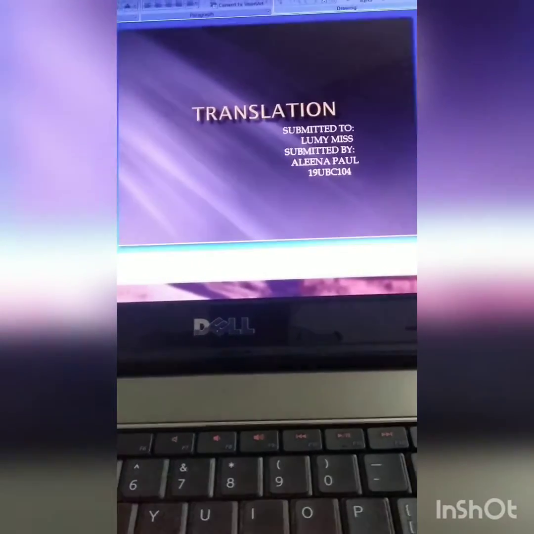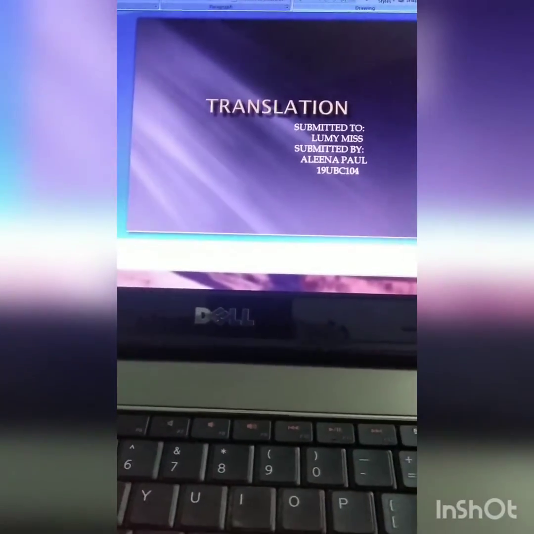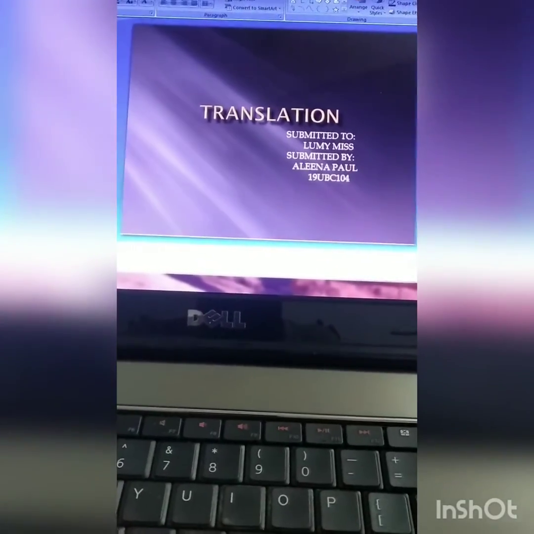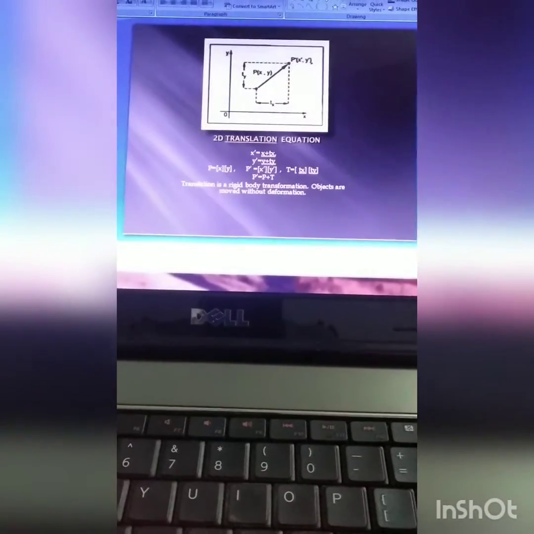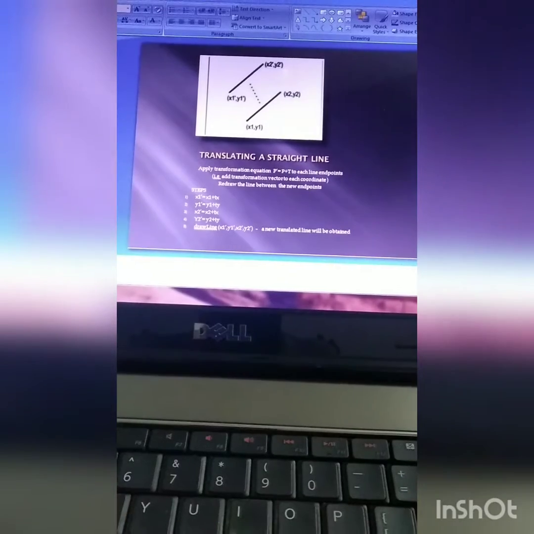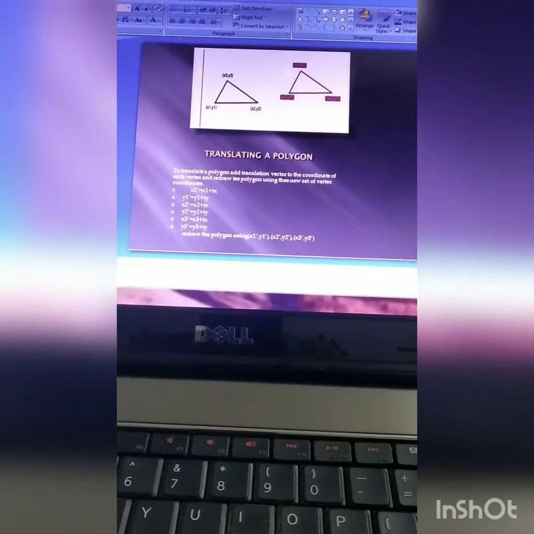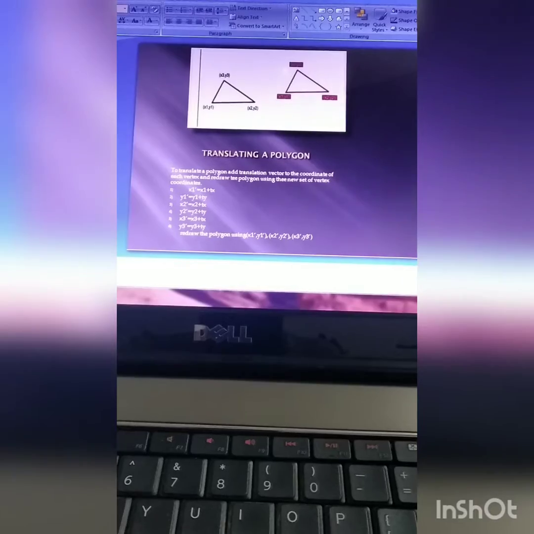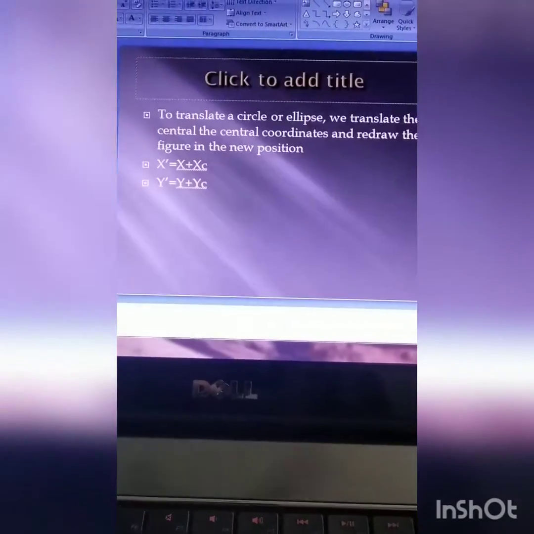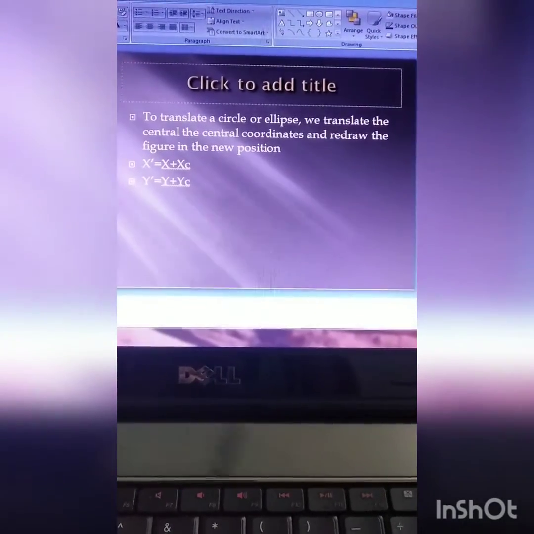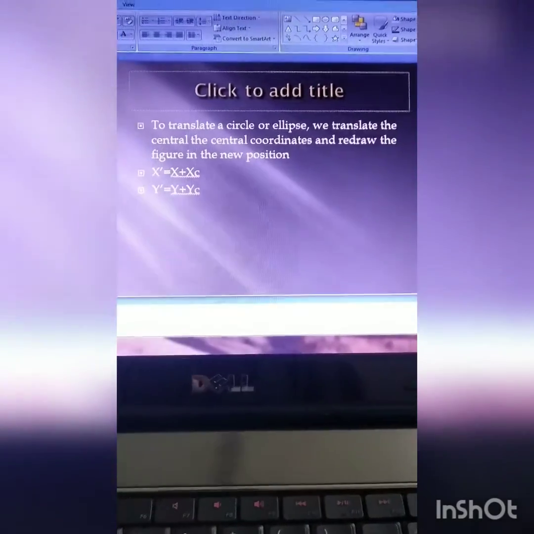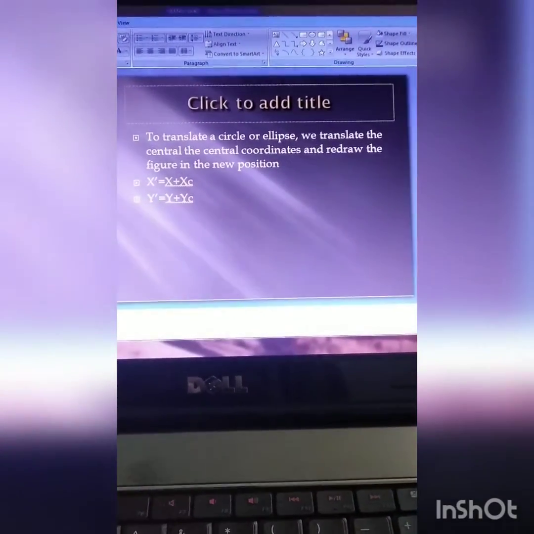So let me start with the PPT. First of all, let me show you what I have prepared. So this is the first page of the PPT and comes the next, and the next, and the next. Hope you could see it clearly. This is the next page. Okay, so without any further introduction, let me start our portions.